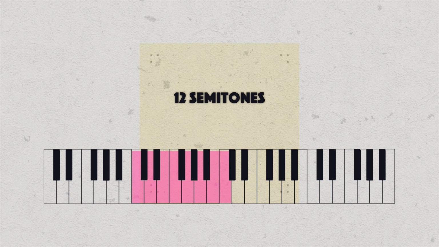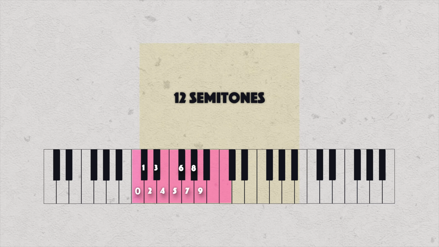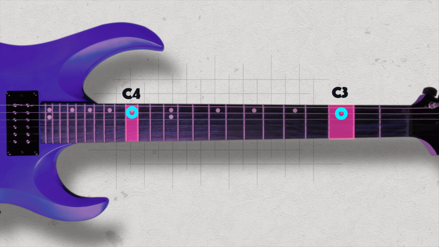Octaves occur every 12 semitones. On a piano, that's 12 keys. On a guitar, same concept. Play any fret, jump up 12 frets, and you have the same tone pitched up an octave higher.